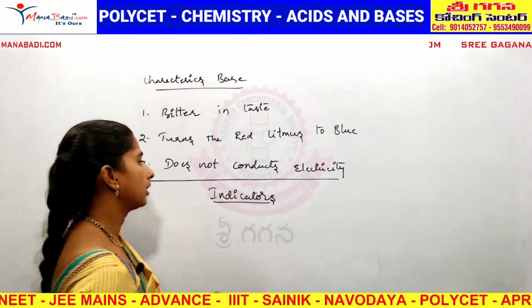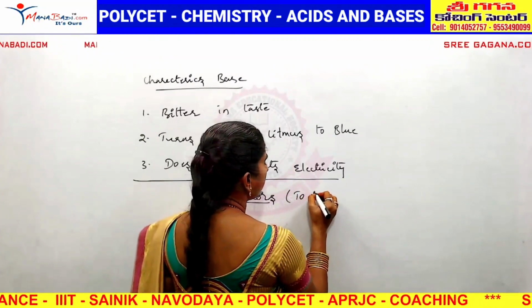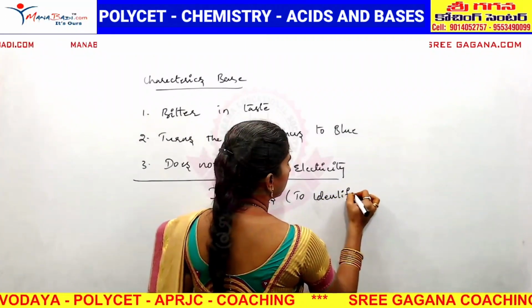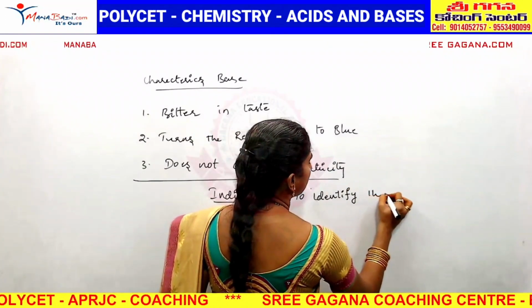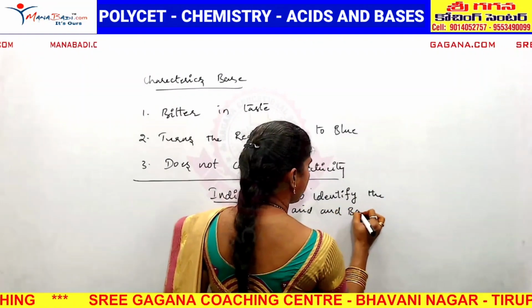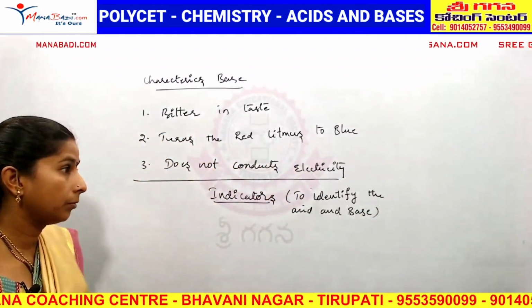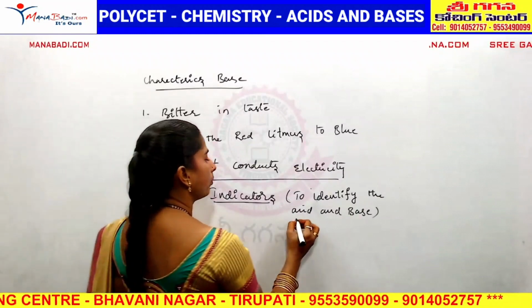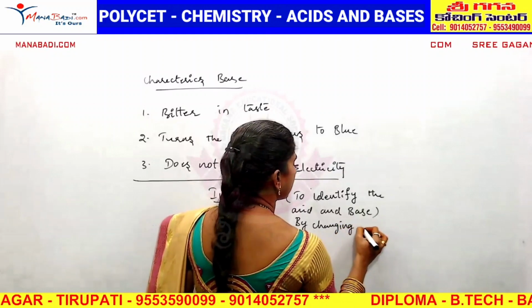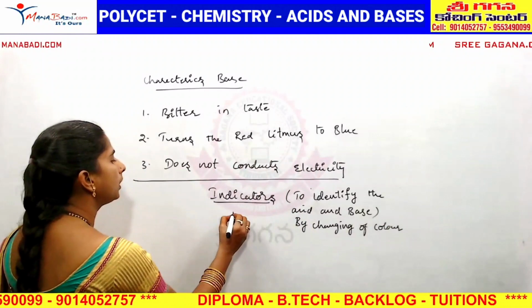What is meant by indicator? It is used to identify acid and base. How can we identify? By change of color.